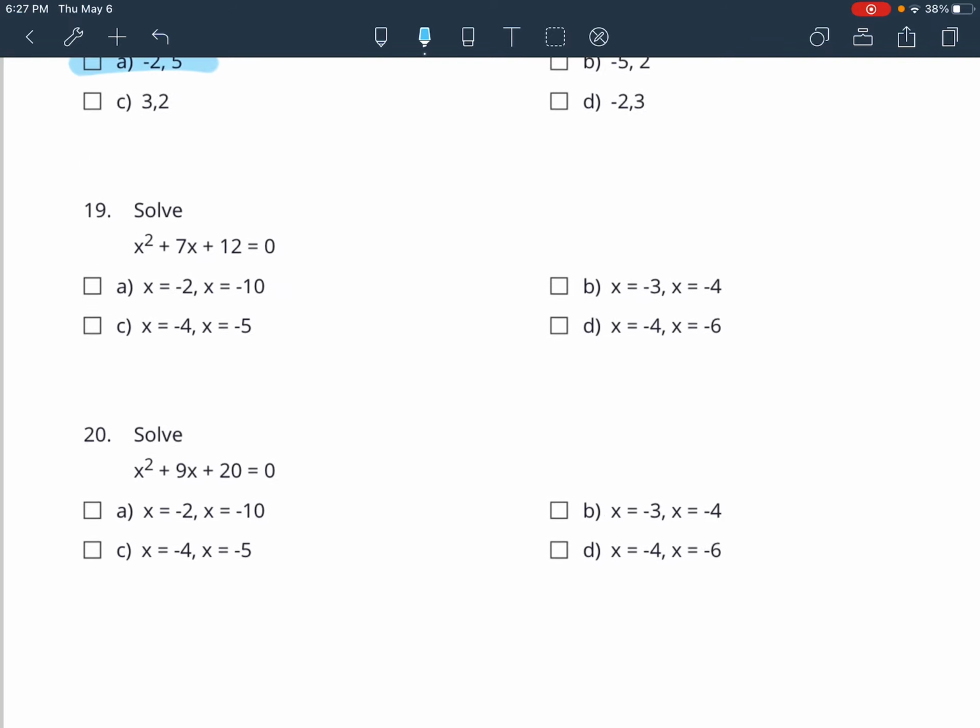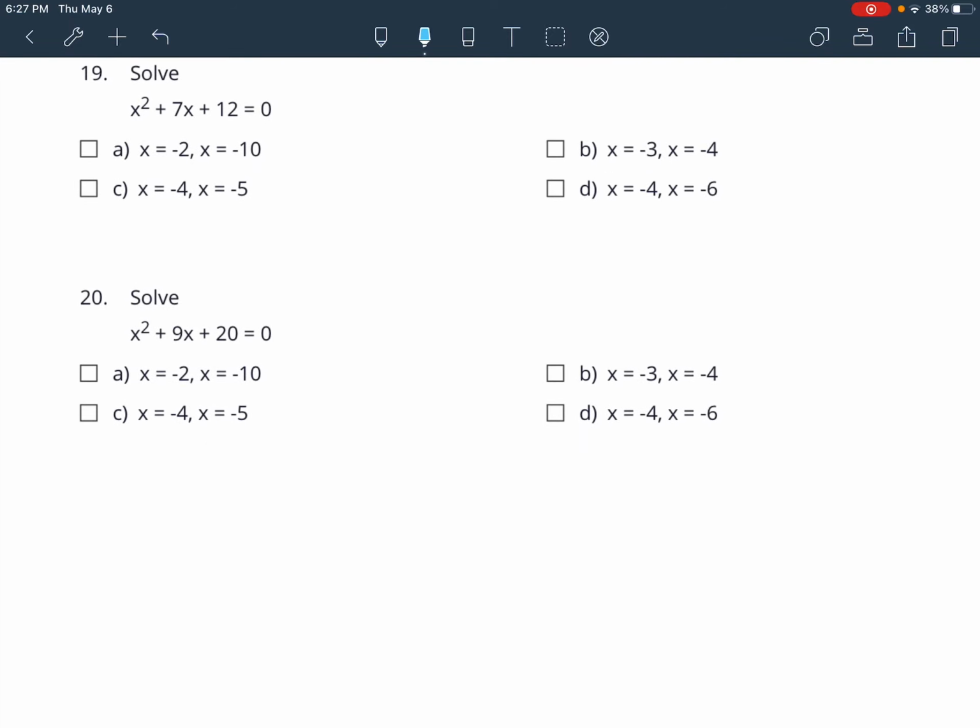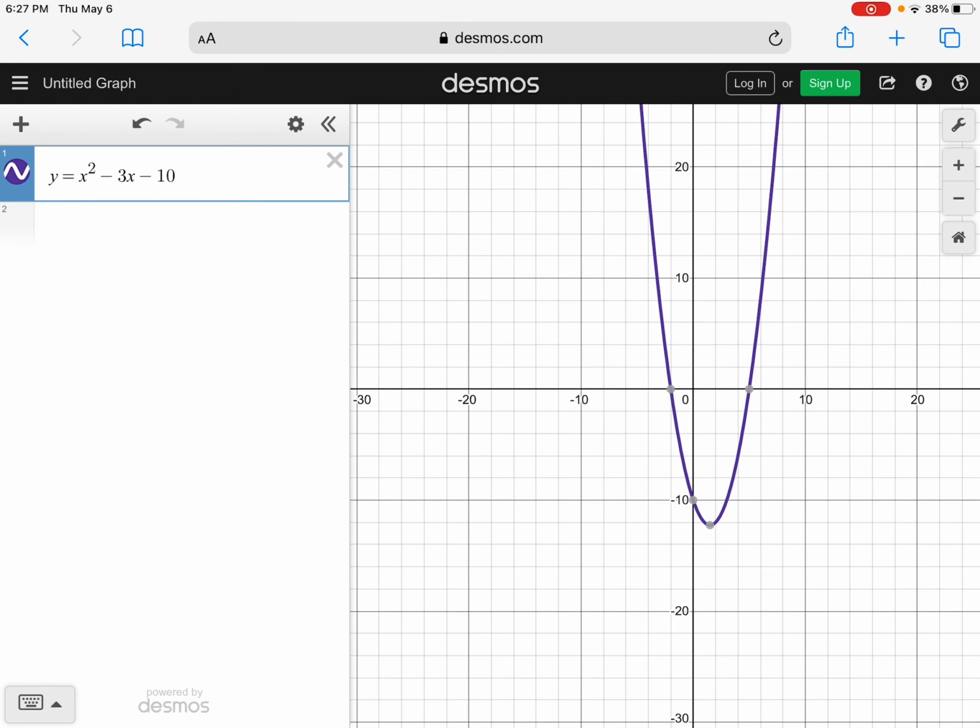And then the last question here says to solve this, which means to find the roots. Remember, we're not going to put equals 0, and we're going to put a y equals in the front. That way Desmos can do it for us. We can get rid of the equals 0 because it's nothing there, right? Don't worry about it. So let's graph this.